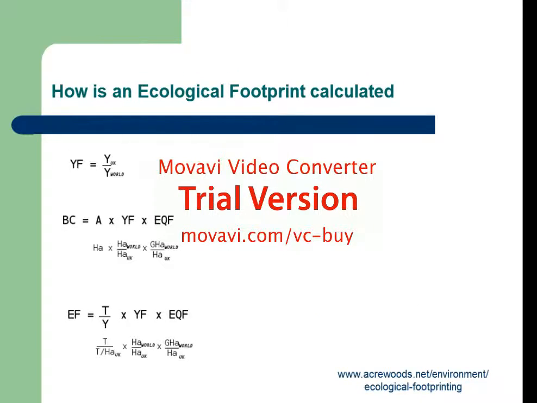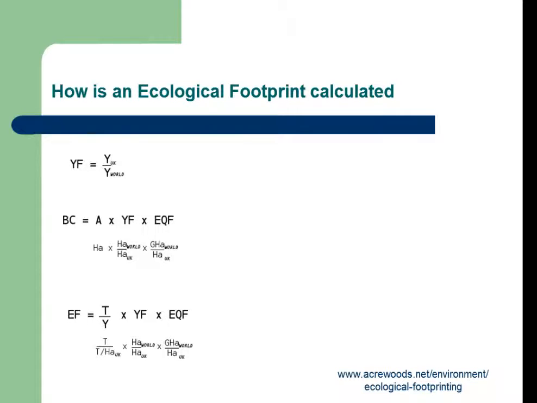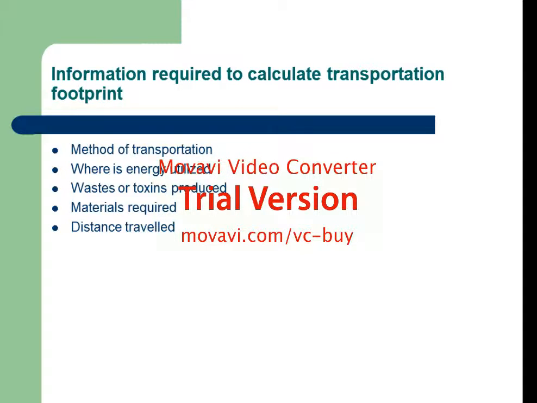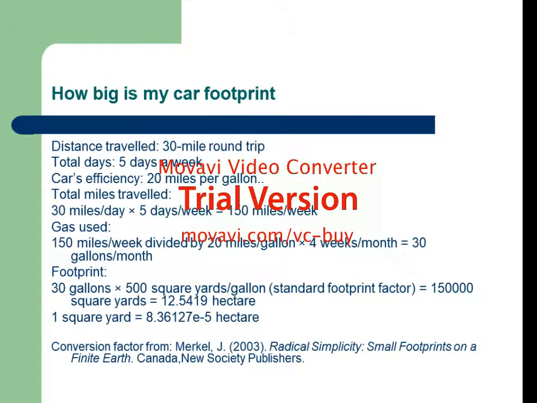How is ecological footprint calculated? By using these formulas. Information required to calculate transportation footprint: method of transportation, various energy utilized, waste or toxin produced, material required, distance traveled. How big is my car?